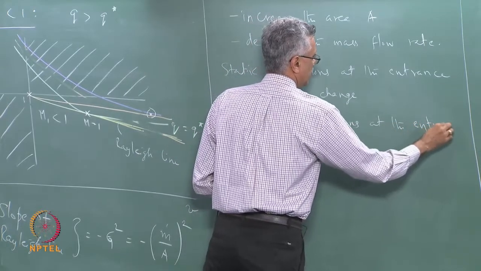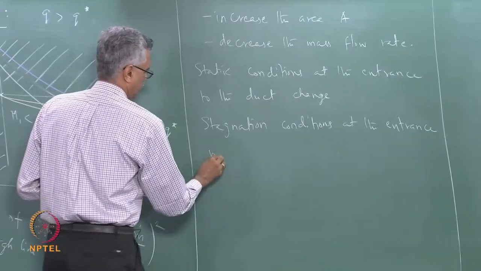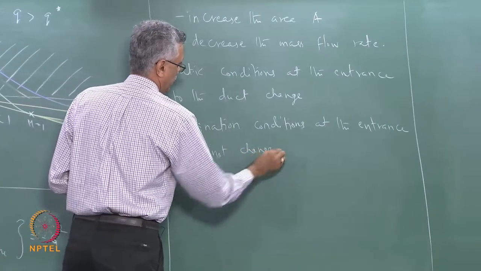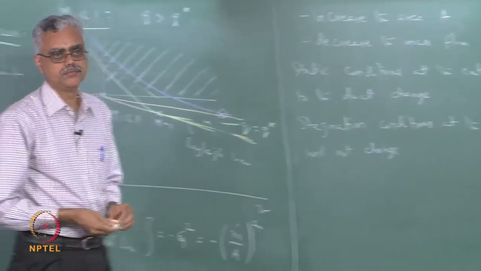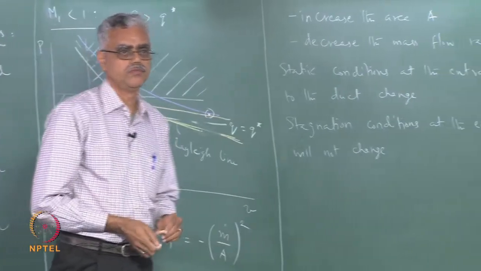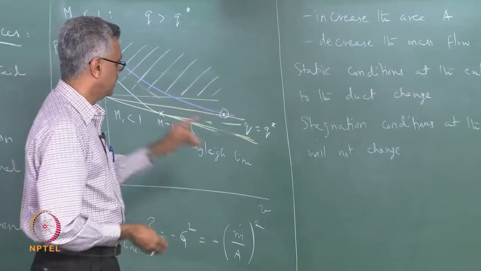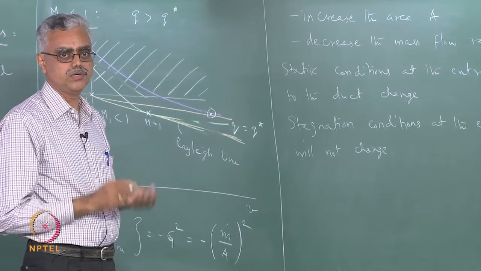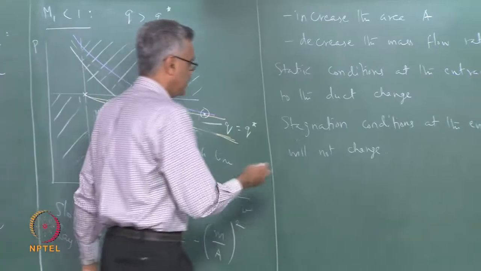Stagnation conditions at the entrance will not change. Stagnation pressure will also not change. The stagnation pressure at the entry to the duct cannot change, or the stagnation temperature, because those can be changed only by addition of heat or work.